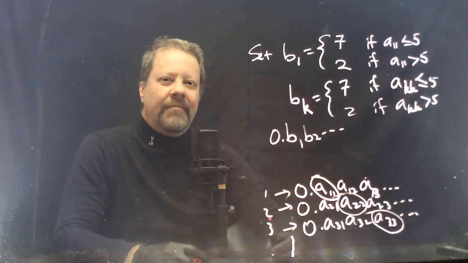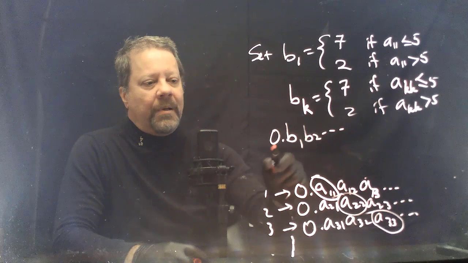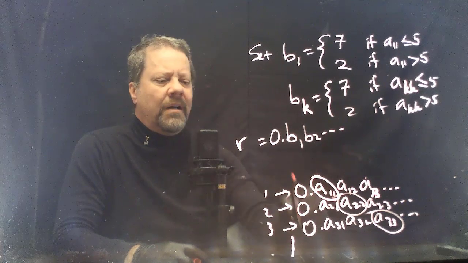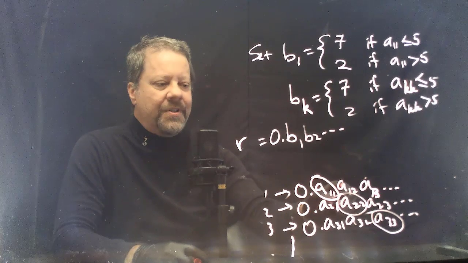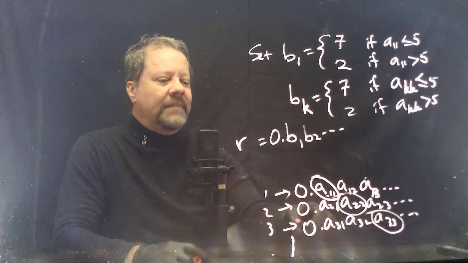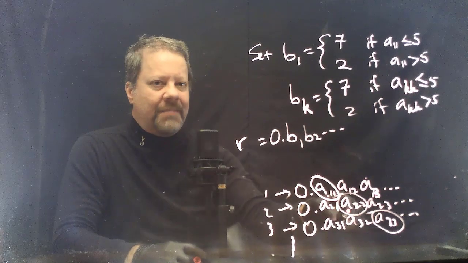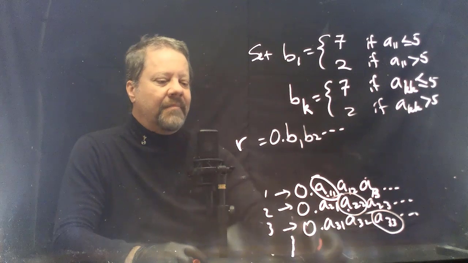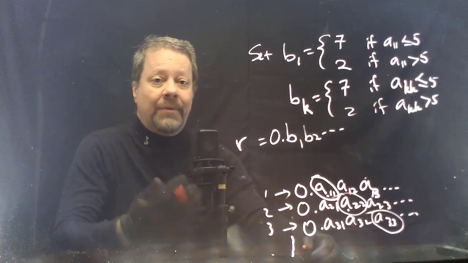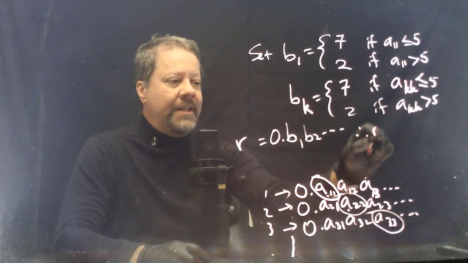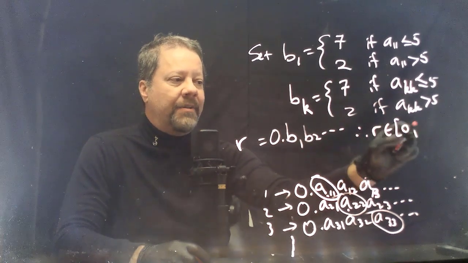And this number, we'll call it R, this number R is not equal to the first number in our list because it differs in this digit. It's not equal to the second number in our list because it's different in the second digit, and so on and so forth. It doesn't equal any of these numbers. So because we have this representation, R has to be a number between 0 and 1.